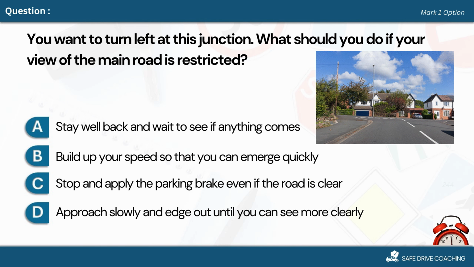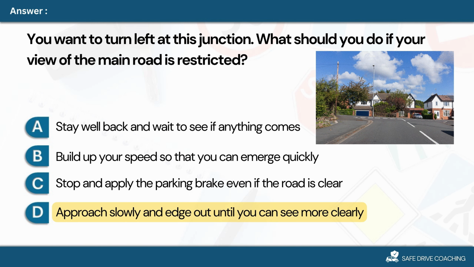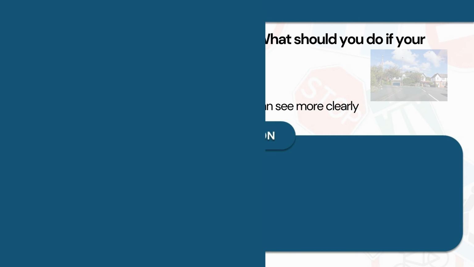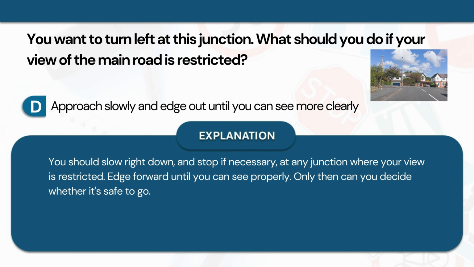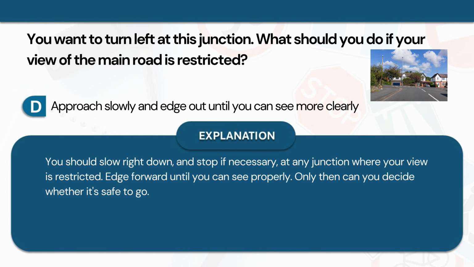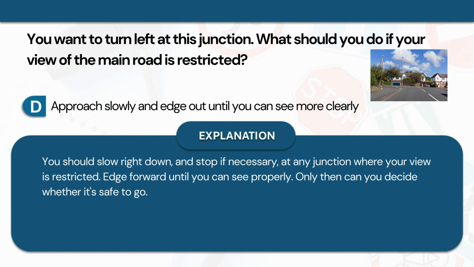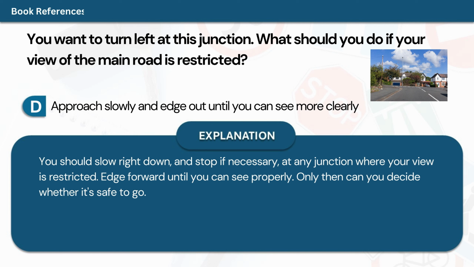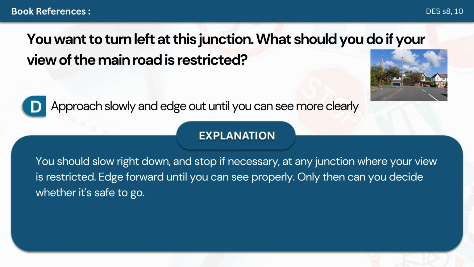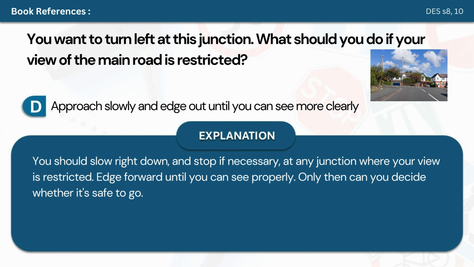The correct answer is D. Approach slowly and edge out until you can see more clearly. You should slow right down and stop if necessary at any junction where your view is restricted. Edge forward until you can see properly. Only then can you decide whether it's safe to go.